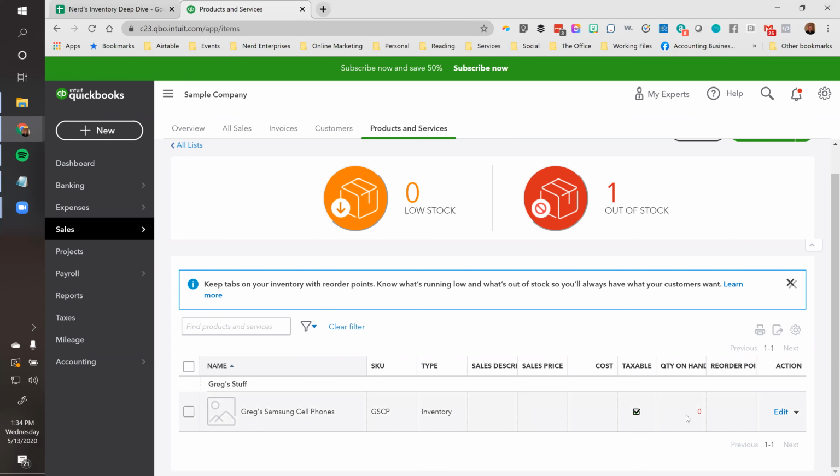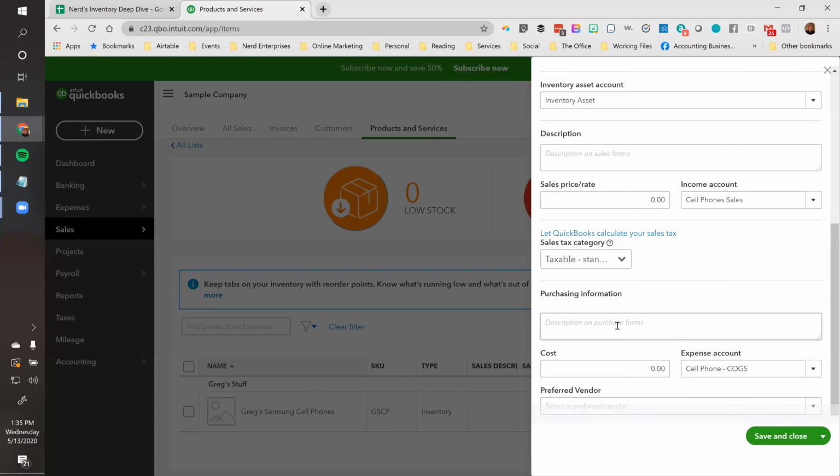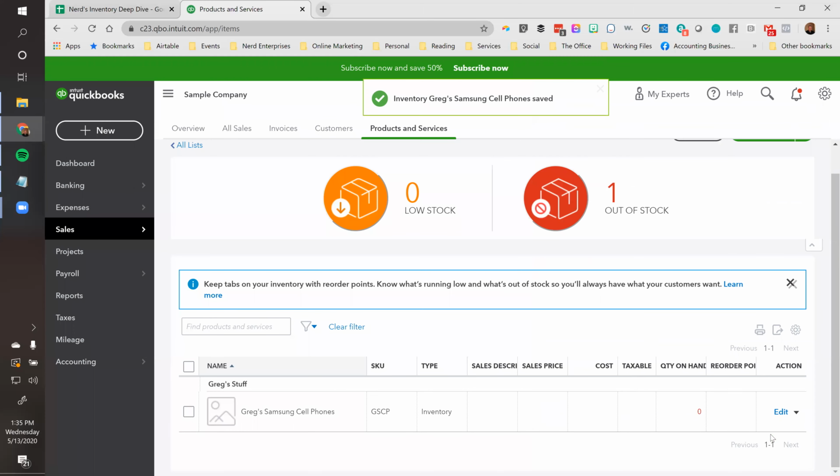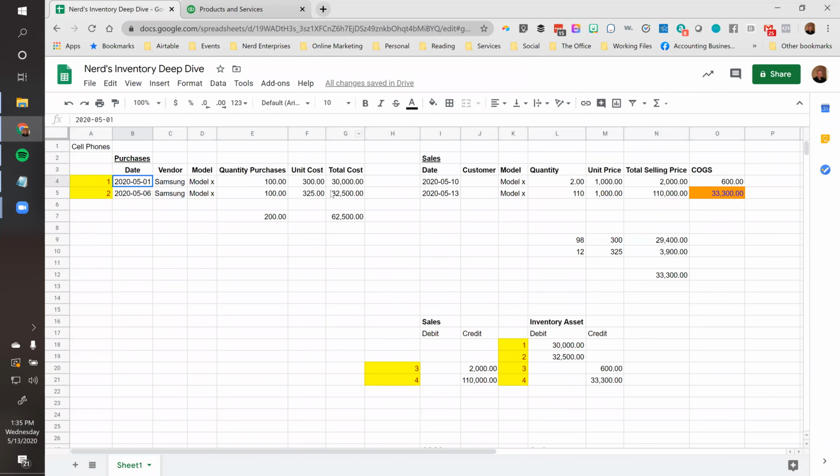Okay, so it's taxable. I'm going to make it not taxable because, again, that complicates things. And I don't want to complicate things right now. I just want to focus on the inventory flow, but obviously this would normally be taxable. Okay, so now let's go enter a bill, right? Our first purchase was going to be on May 1st for 100 units at 300.